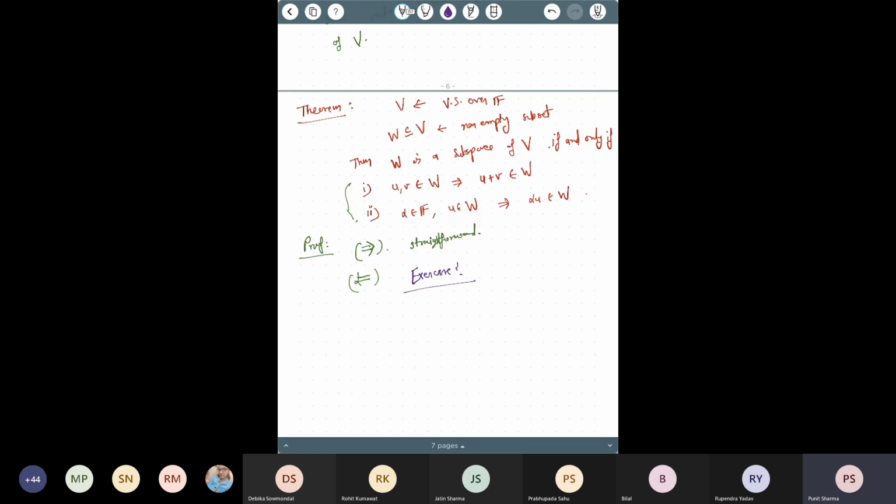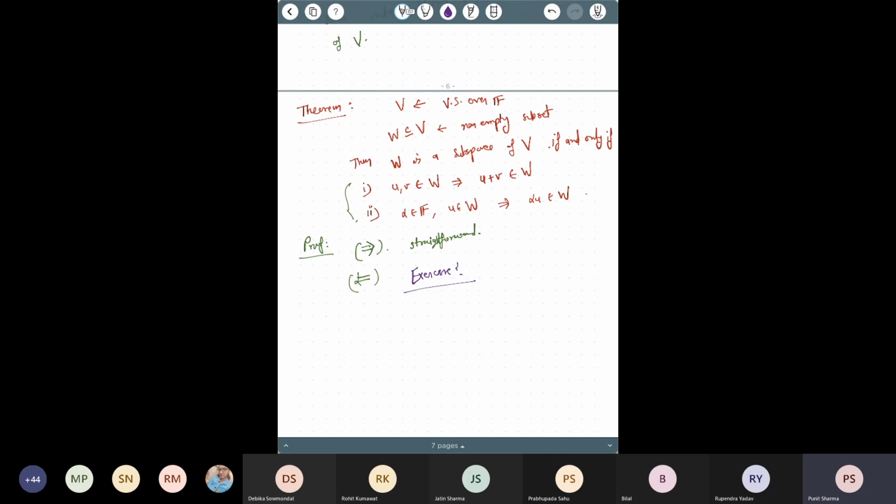So you write it properly and convince yourself that these two conditions are enough to check whether W is a subspace or not. Now this result gives us a way to check whether a given set is a subspace. We just see whether W is closed under scalar multiplication and closed under vector addition. If it is, then W is a subspace. We don't have to worry about the other properties, because of this result, they will follow.